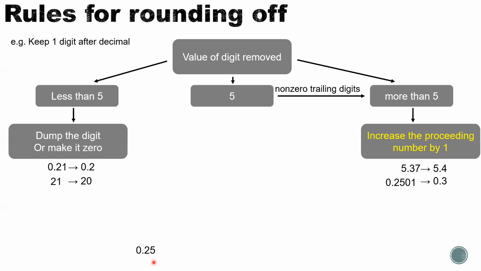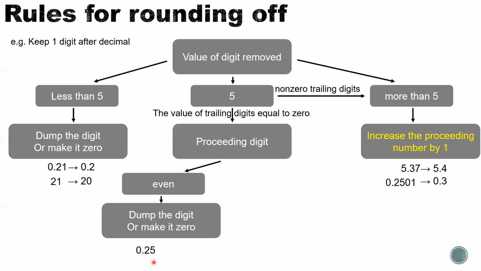If we have a number of 0.25, the value of digits removed is exactly 5, no non-zero trailing digits. Then we look at the preceding digit. If the digit is even, in this case, 2 is an even number, then we can dump the digit or make that digit 0. So for 0.25, we round that to 0.2. If it's 25, we will round that to 20. The number 0.25, we don't have any trailing digits after 5. And of course, if we have 0.2500, the trailing digits are all 0. So it follows the same rule as 0.25, and it will be rounded to 0.2 again.